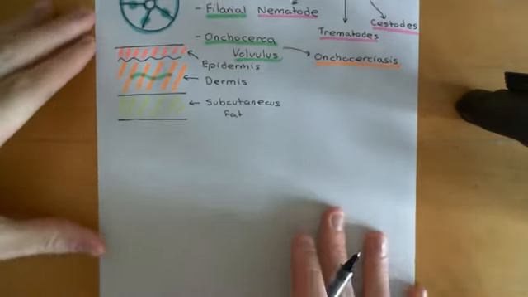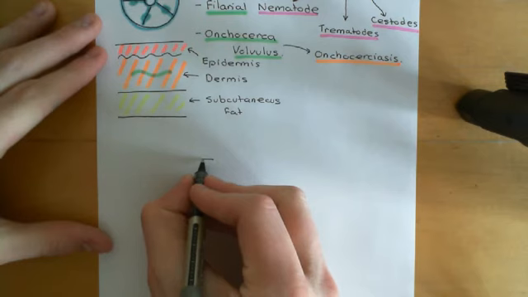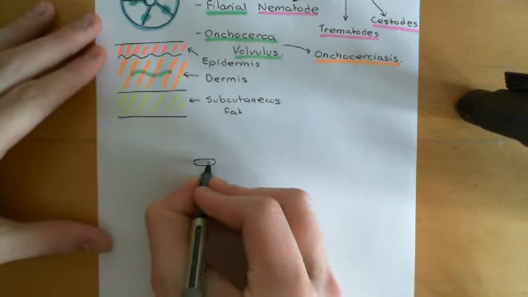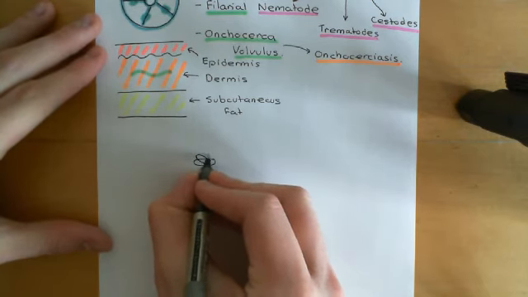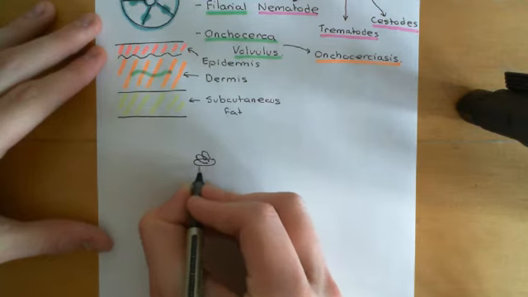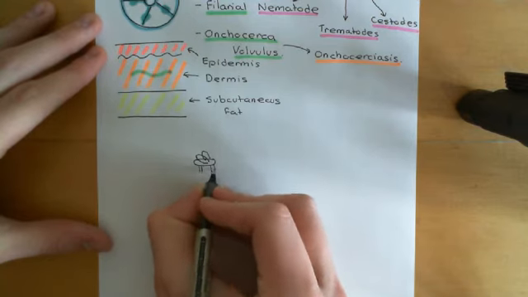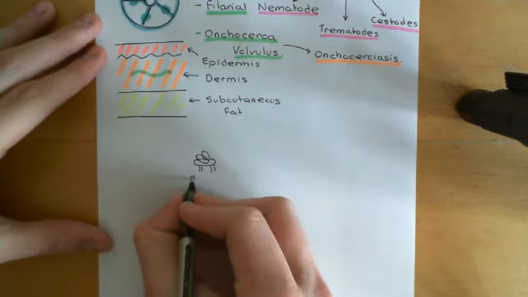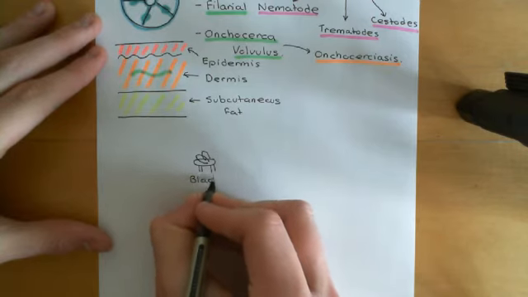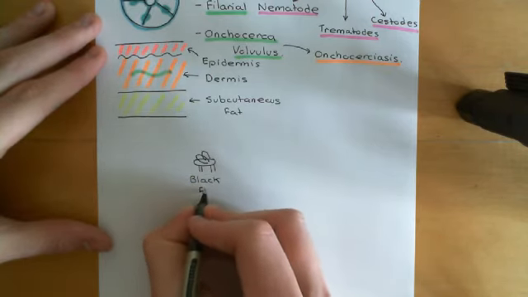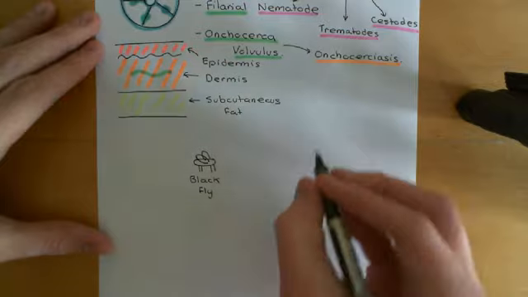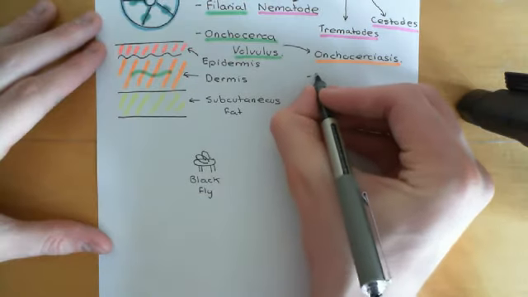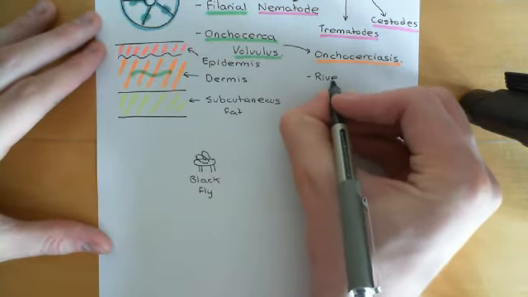Okay, so that's the bad guy in all of this. So I will draw a black fly here. So there's its body, and here I'll draw some wings on it. Okay, so these black flies generally like to live near water. They generally live near rivers, and that's why onchocerciasis is also called river blindness.